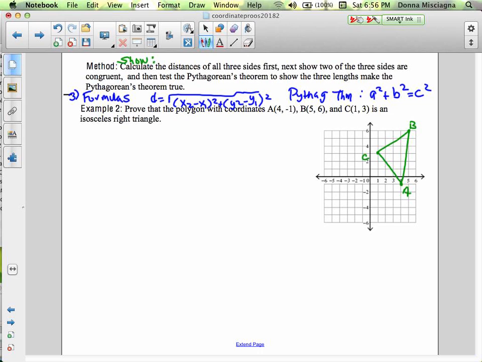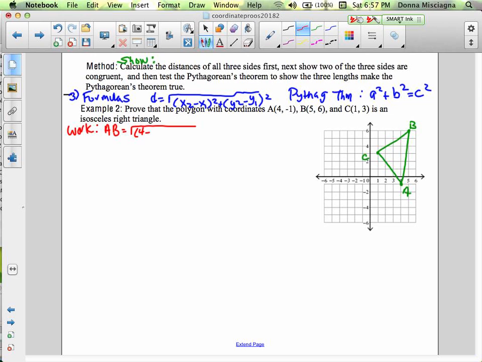All right, so we need to find the lengths of the three sides. And this one you have to use the distance formula because none of them are horizontal or vertical. All right, so actually let's label that as AB. All right, so let's find the length of AB.